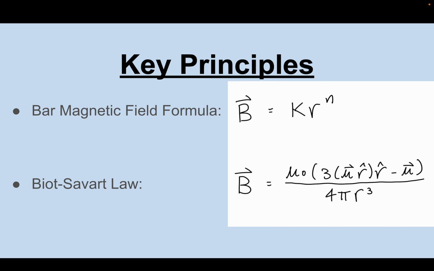So we had two key principles that were integral in understanding the lab's mechanics. The first was the bar magnetic field formula, which is right there on the right on the top, and the one below it is the Biot-Savart law, which is the same general principle but correlates it more with current and how that conducts the final value.